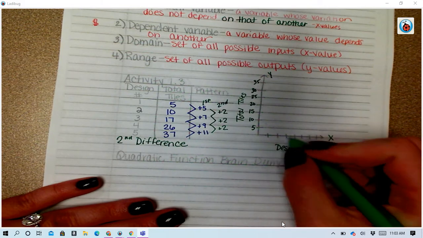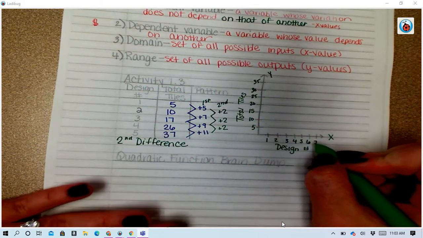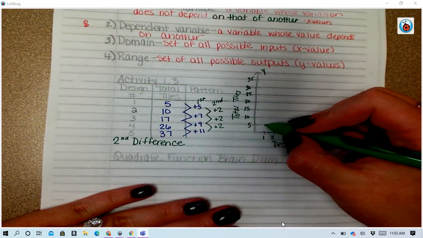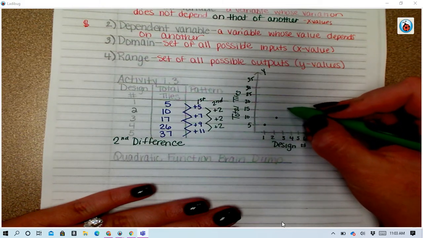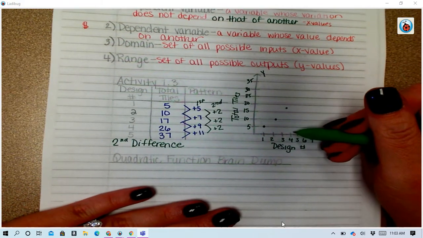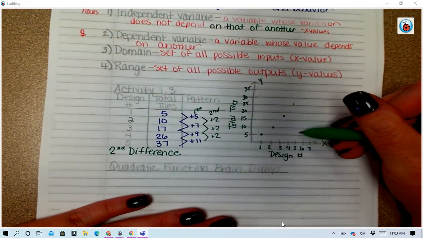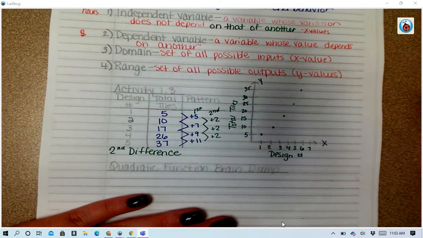And then down here on the design number, we're just going to count by 1s. And then you're just going to plot your points as accurately as possible. 1 was 5, 2 was 10, 3 was 17, so about halfway between 15 and 20. 4 was 26, so just above the 25.